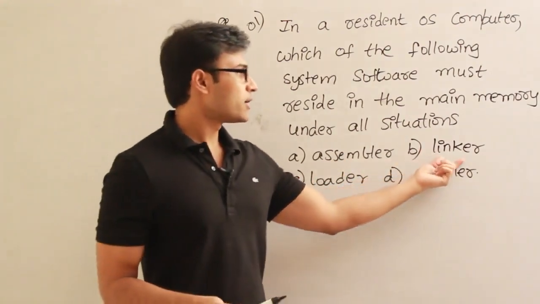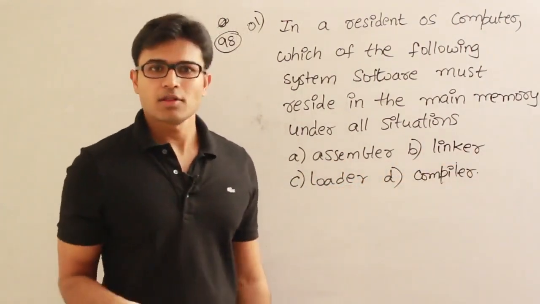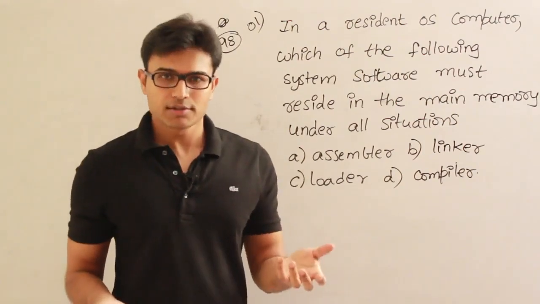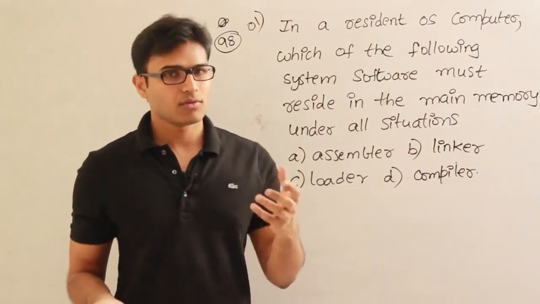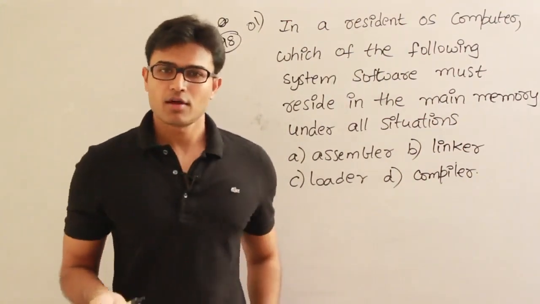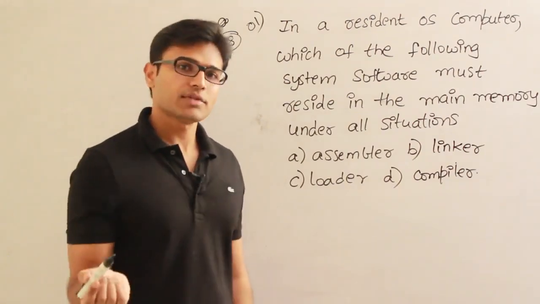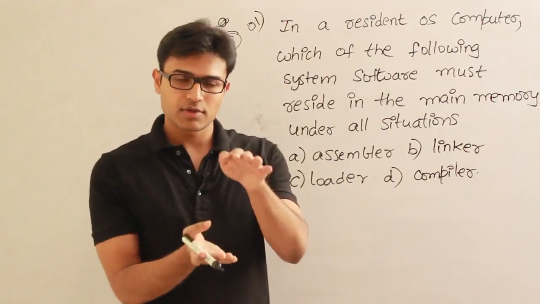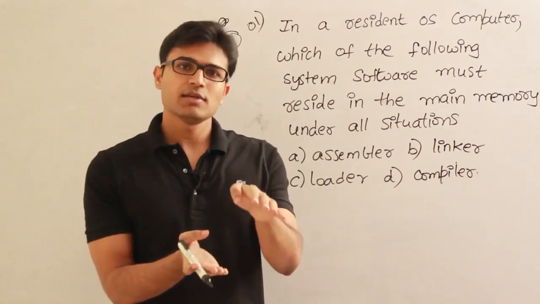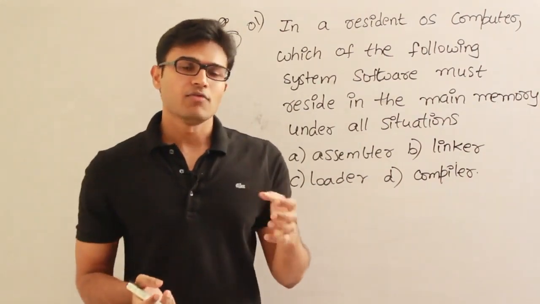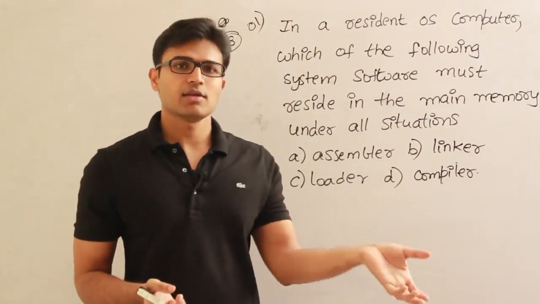What about linker? Similarly, linker is also not required all the time. Whenever we want to link the modules, we need the linker. Then we will load it, and once it is done, we will move it out, right? Why should we move it out? Why can't we always have them in the memory? Because main memory is very small. You cannot have everything in the memory all the time. Therefore, we keep on moving them inside the memory and then moving them out.